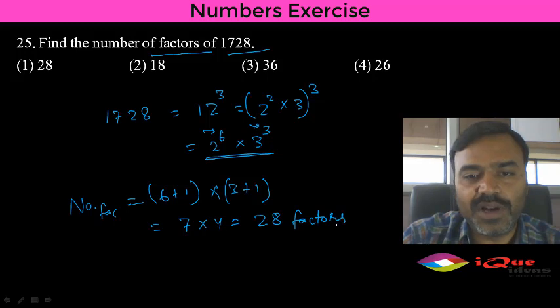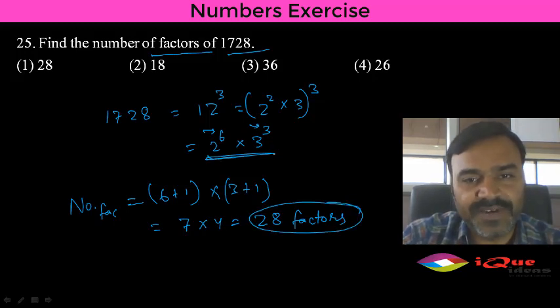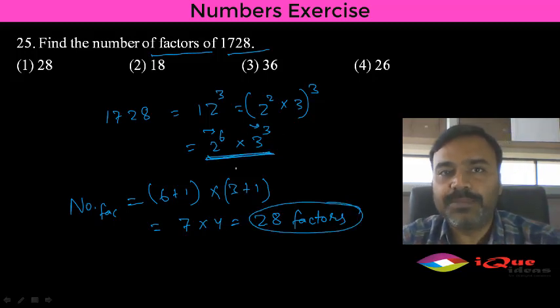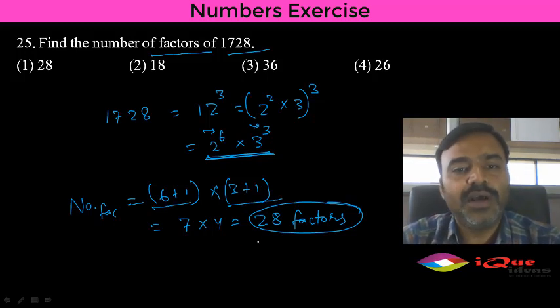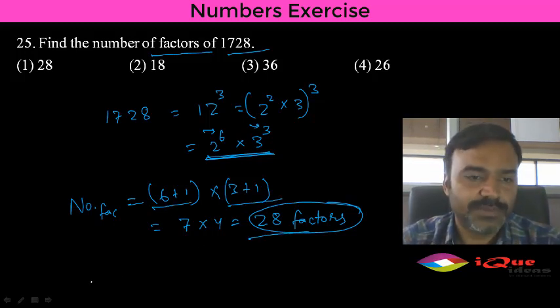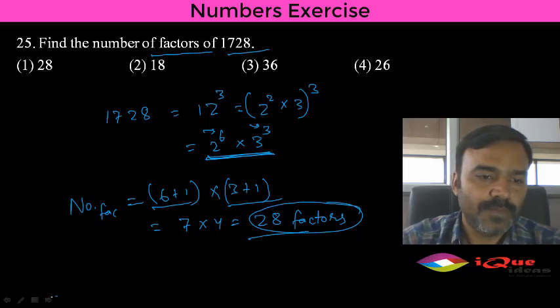right? This is a standard formula for number of factors. Factorize into prime factors, take all the powers, add 1 to all the powers and multiply them. You will get your number of factors, right? Let's take up the next question.